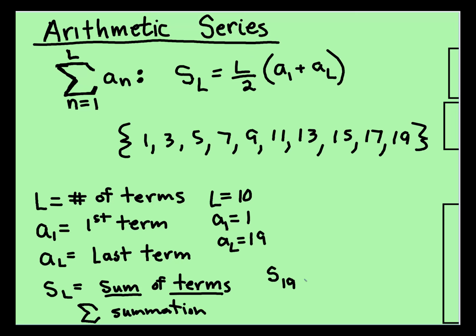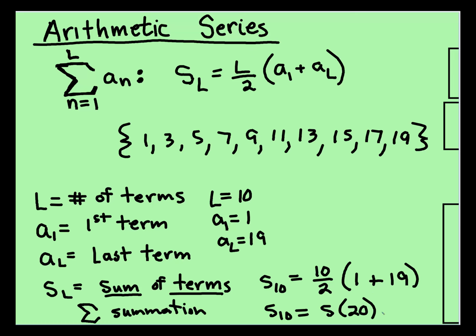I almost made a mistake. L itself is the number of terms. So the sum of the first 10 terms in that sequence is equal to 10 divided by 2 multiplied by the first term, which is 1, plus the last term, which is 19. 10 divided by 2 is 5. 1 plus 19 is 20. So the sum of the first 10 terms of that sequence is 100.